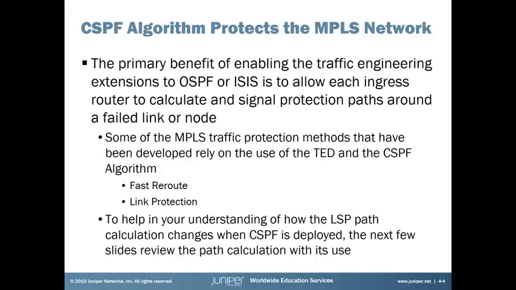So that's one of the big advantages of CSPF. We can have these algorithms that we use. One of them is called fast reroute, one of them is called link detection, and it allows us to very quickly establish an alternative path from our ingress to our egress in the case of a link failure.